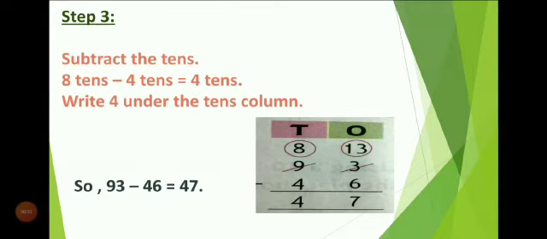Then, we will subtract the tens. It means we will subtract 4 tens from 8 tens. We will get 4 tens. We will write 4 under the tens column. So, students, it means 93 minus 46 is equal to 47.